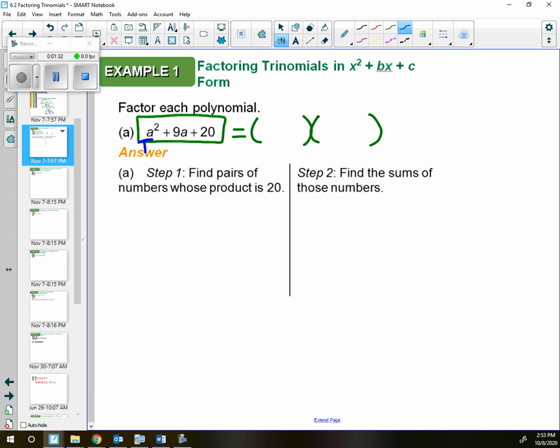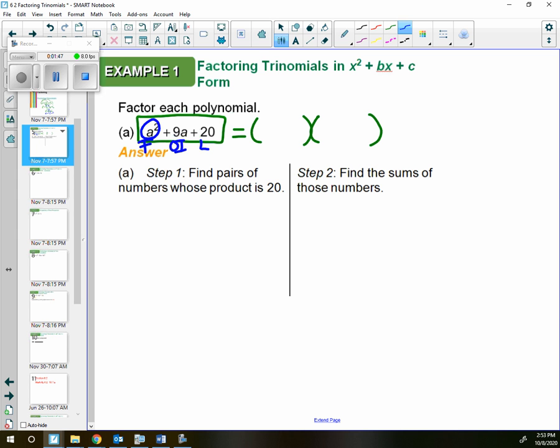So remember, this a squared is coming from the product of the first. The 20 comes from the product of the last. And this 9a comes from what I call the OI, the outsides and the insides added together. So what we need to figure out is where those things are coming from. So let's start with what we know.